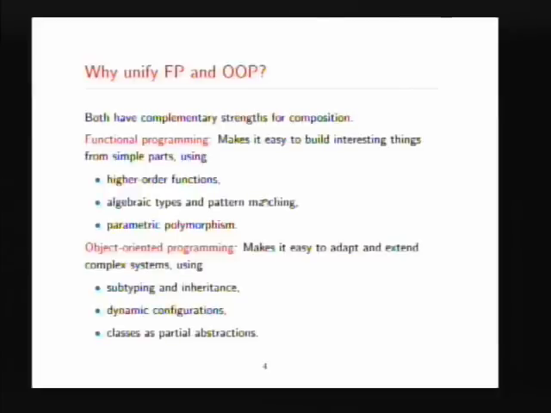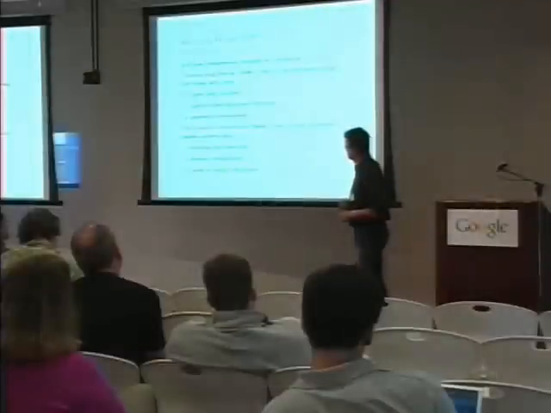Object-oriented programming, on the other hand, makes it very easy to adapt and extend complex systems using subtyping and inheritance, dynamic configurations, because objects, the basic components, can be rewired as you want at runtime. And also often overlooked in the functional community, classes are really incredibly useful, this idea of partial abstraction, that you just define something and you implement what you can, and what you can't implement, you just leave abstract and you delegate to subclasses. This is very, very nice, actually.